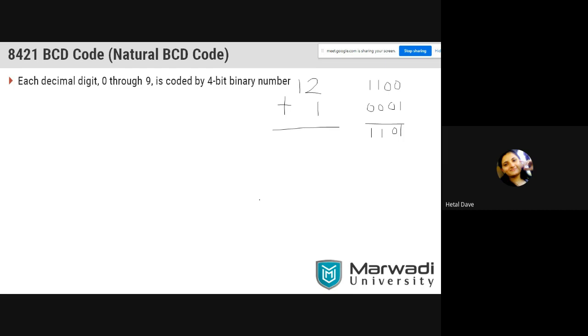Second thing, it is always a 4-bit code. Decimal to binary does not have any limitation; any number of bits can be there. But decimal to BCD, remember, is one more coding system. Whenever you convert your decimal number to BCD, only 4 bits are used to represent each decimal digit. This is the first rule that we will remember.